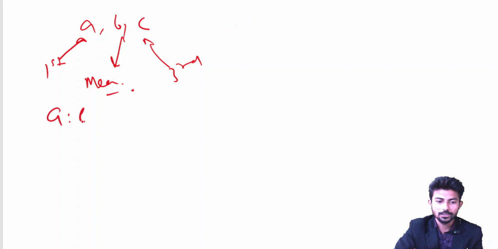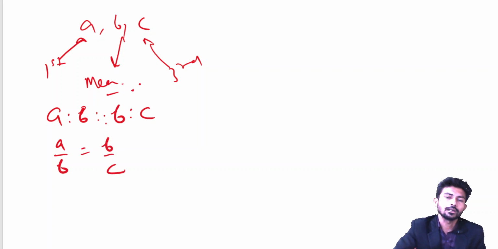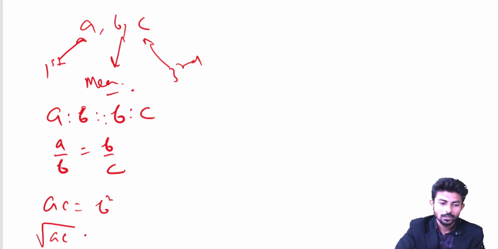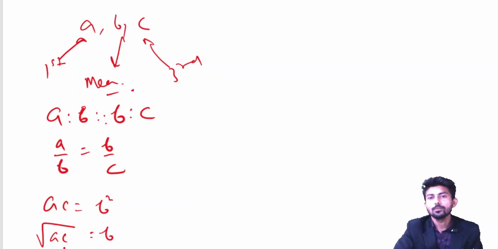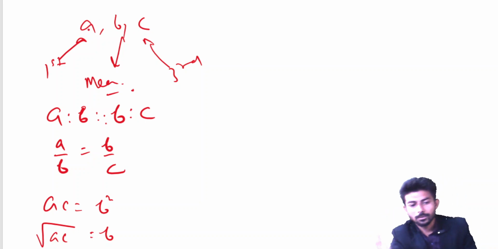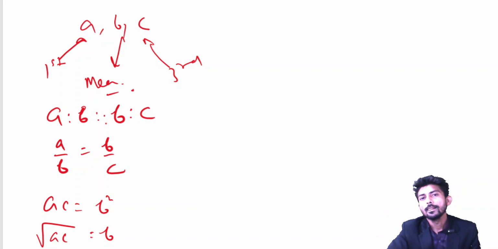It is written like this: A ratio B proportionate to B ratio C. So it can be written as A by B is equal to B by C. So this middle number is getting repeated. After performing cross multiplication, we get AC is equal to B square. And further, B is the square root of AC. So what are A and C? They are again the extreme numbers. B is the middle number, which is the mean proportion.